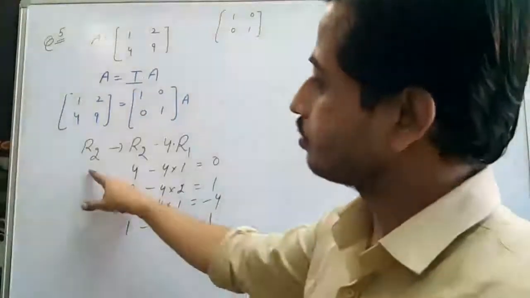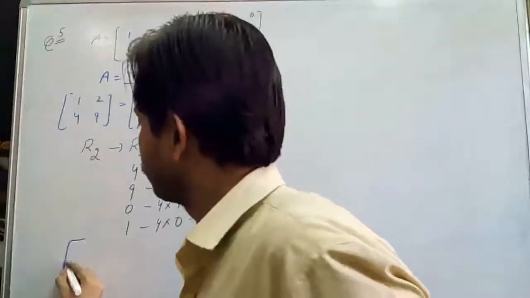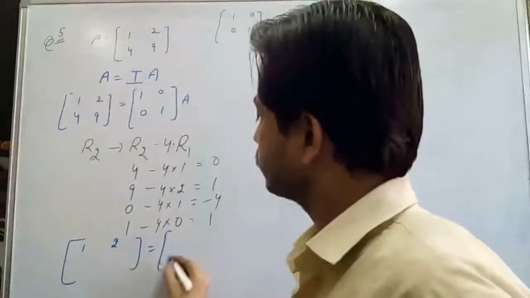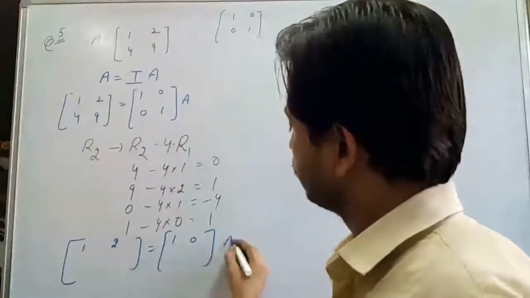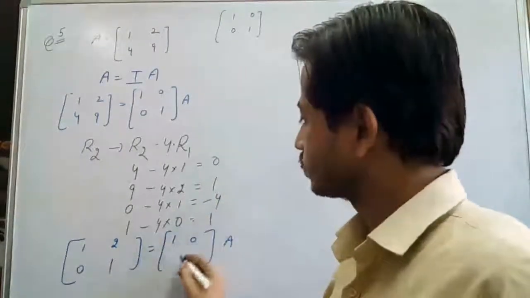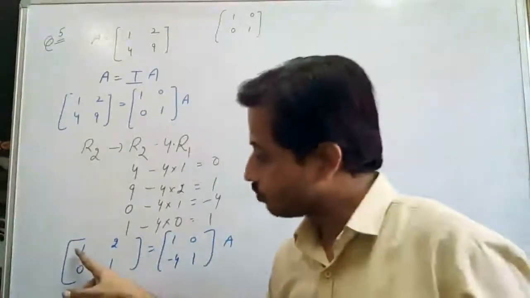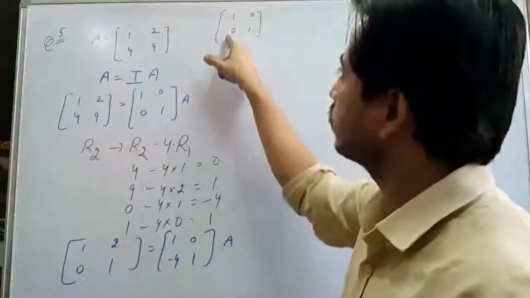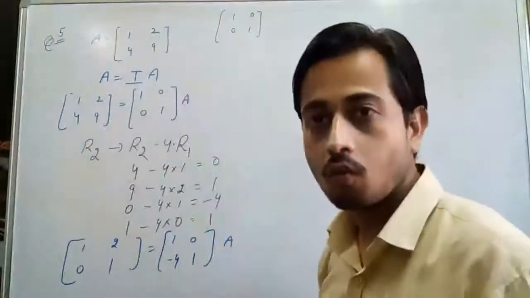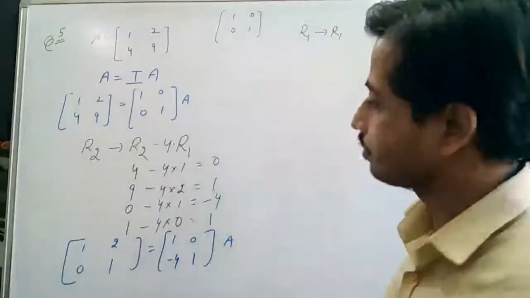Now put it, because we are changing the second row, so we have to write the first row as it is. The first row is 1, 2, and here 1, 0. And the second row is 0, 1, minus 4, 1. Now we get this: 1 2 on top. We have to make the 2 a 0, so we apply the operation on R1.